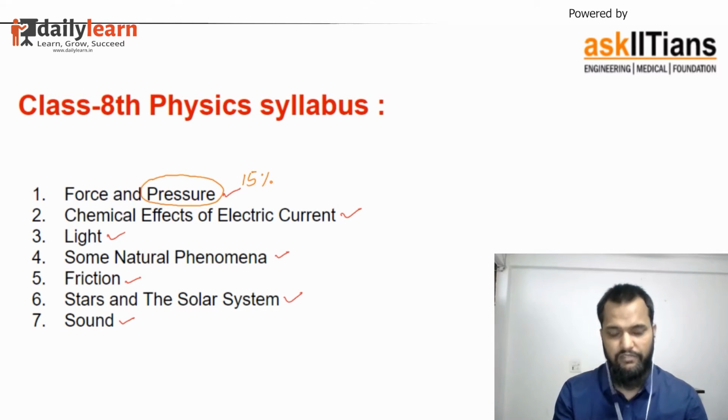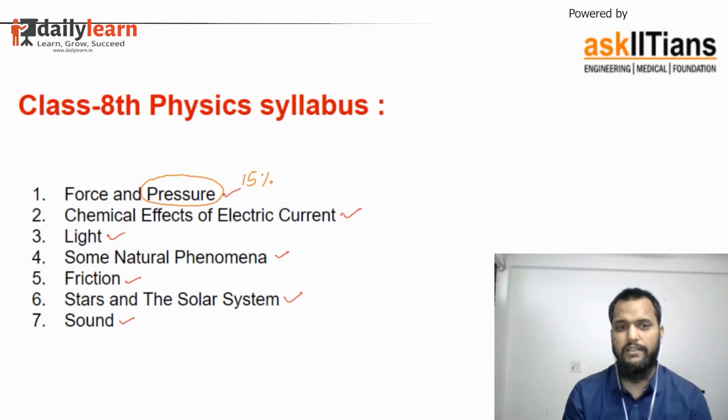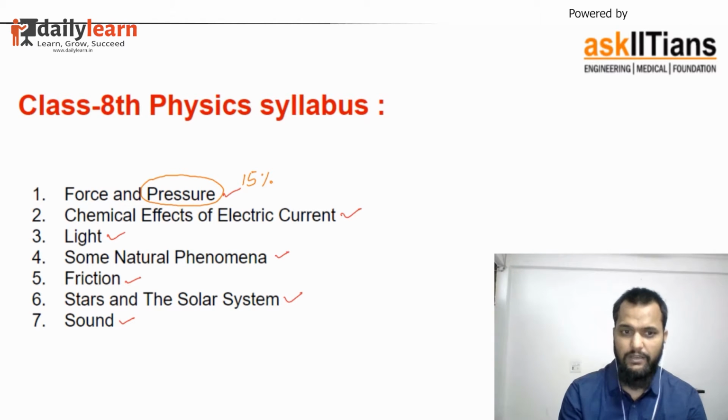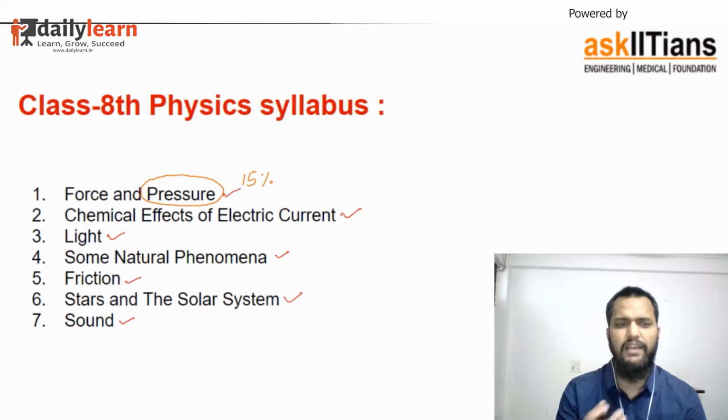a great amount of weightage because most of the numericals are based only on this chapter, force and pressure. Then we have a few numericals in light, very few numericals in friction, but most of the numericals are based on this chapter. So this chapter is very important for us. We will study and stick to the topic pressure.